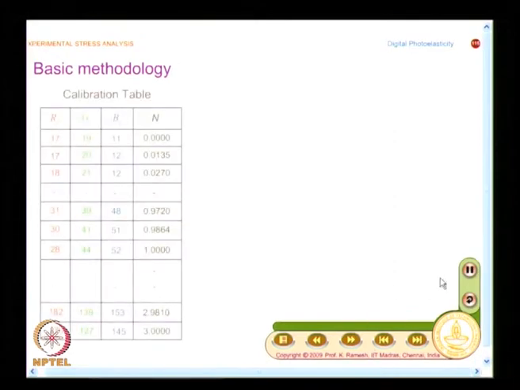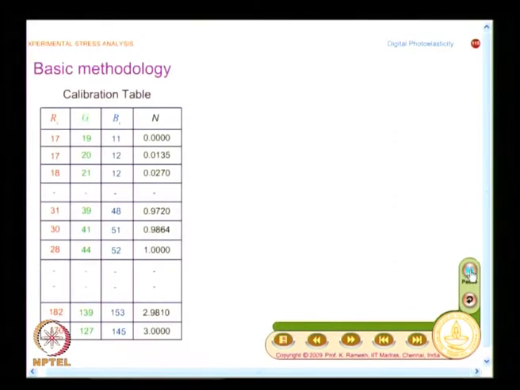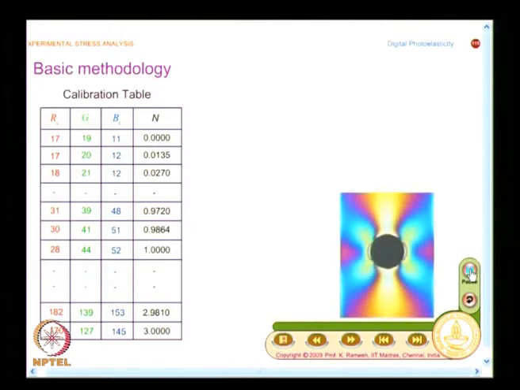The basic methodology is as follows. I said that you have the color code developed from a beam under 4-point bending. I have R, G and B values, and you have a fringe order which varies from 0 to 3. For example, I have a problem of a plate with a hole, and if I have to find out the stress concentration factor, what is it that you need?